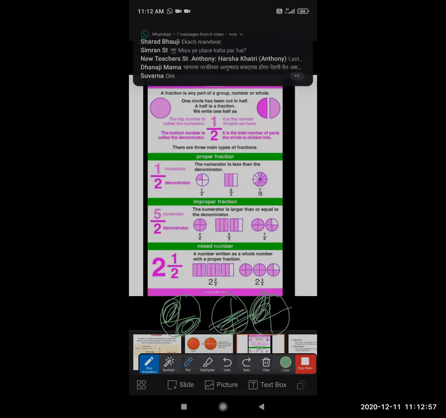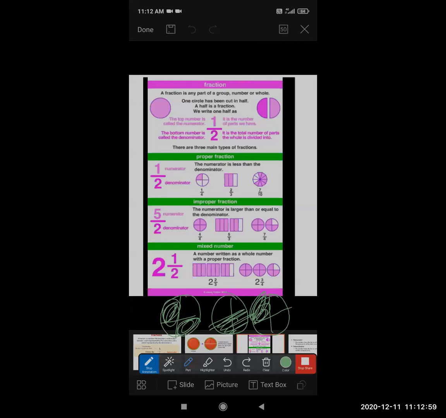First of all, you want to write the denominator. What is your denominator? 4. Because in each circle, how many equal parts are there? 4. That's why your denominator is 4. Now tell me about the numerator. What will come here as the numerator?